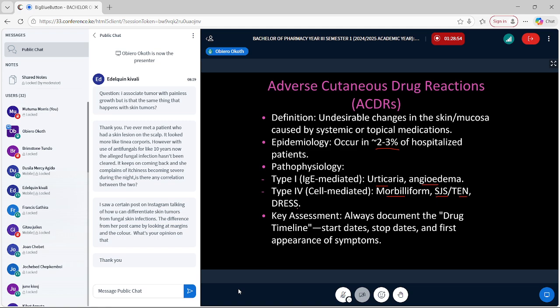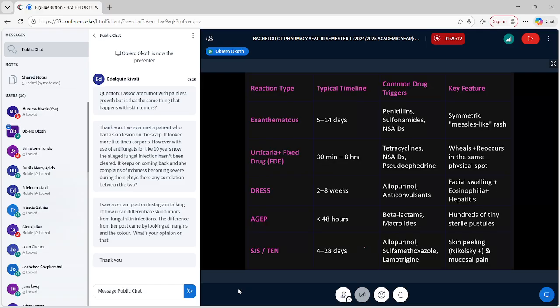The key is that the patient initially didn't have this lesion. Then after some time, the lesions start appearing. So in the drug timeline, you start the drug, you stop it, and the first appearance of the symptom comes much later. There are so many types of acute drug reaction, I'm just mentioning a few. This is an exanthematous, measles-like rash, 5 to 14 days. So the timeline matters. Penicillin, sulfonamides, and NSAIDs.